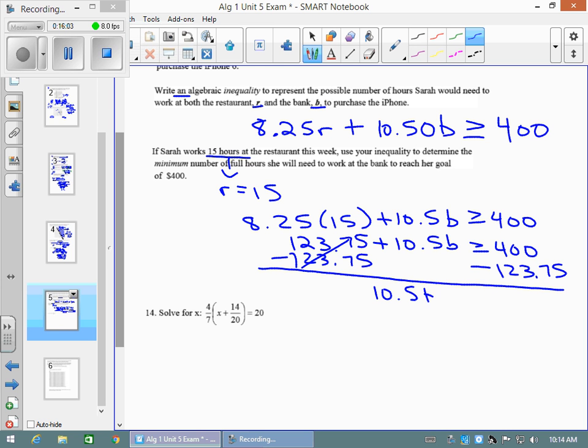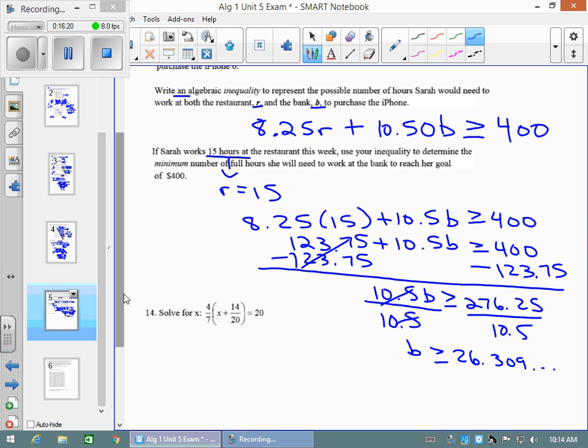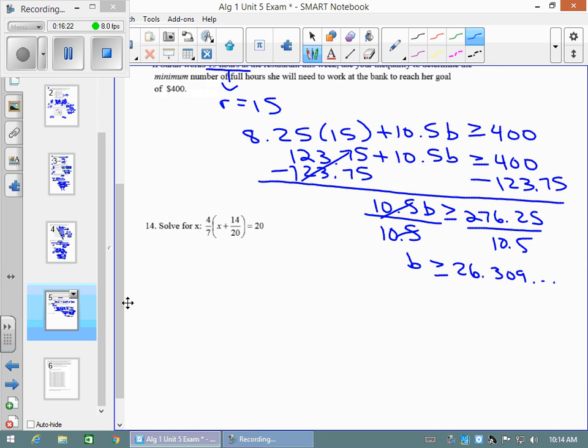Now when you divide both sides by 10.50, B is greater than or equal to this irrational number, 26.309... You need that ... because that number continues. That doesn't answer the question, because you wanted to know how many full hours she needs to work at the bank. So if she needs to work 26.309... hours, she would really have to work 27 full hours. You have to state that.